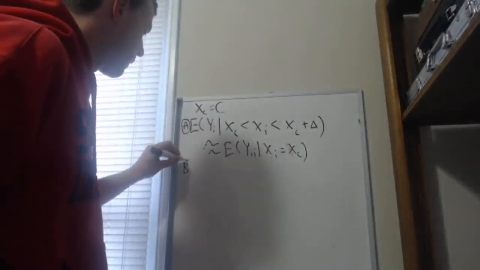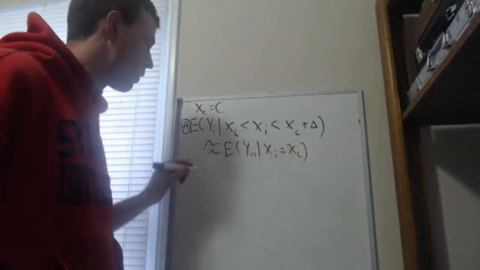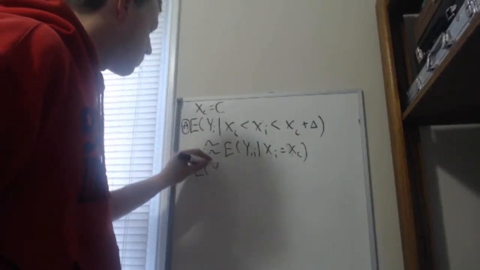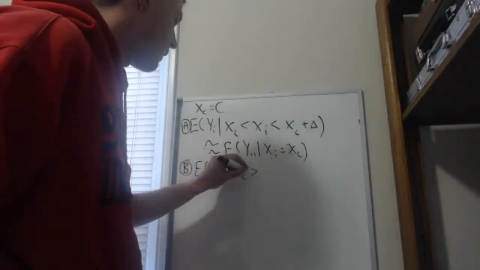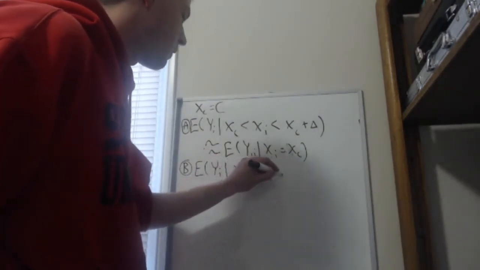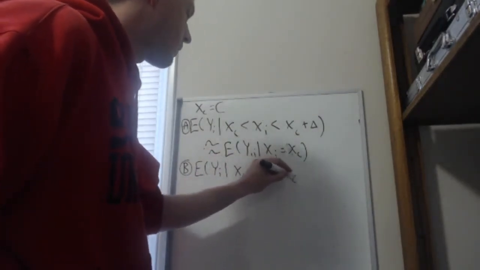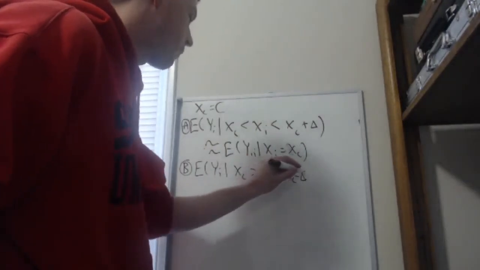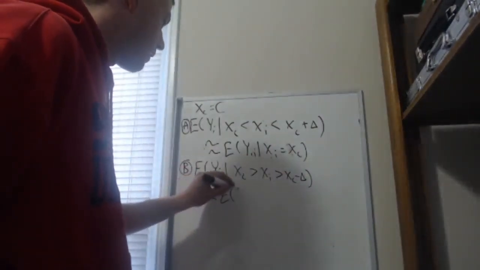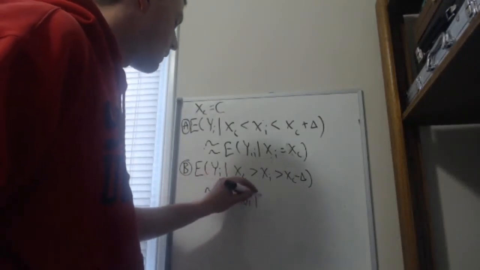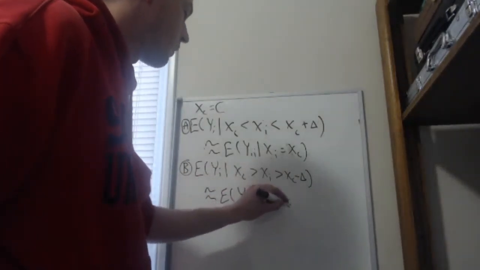Meanwhile, we're just going to do the same thing for people below the cutoff: the expected value of Yi given that Xc is slightly greater than Xi, which is slightly greater than Xc minus delta, is approximately equal to the expected value of Y0i given that Xi equals Xc.